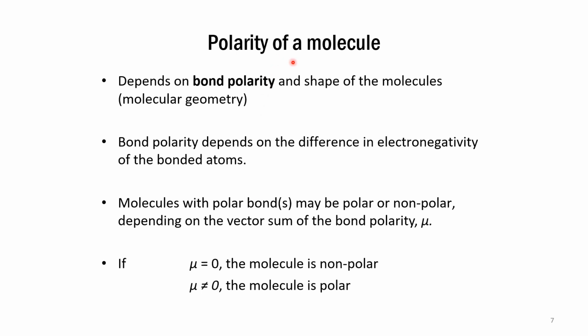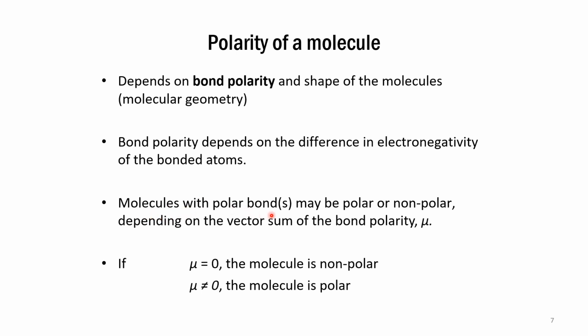Jadi polarity of a molecule depends on the bond polarity and also the shape of the molecule. Shape of the molecule itu molecular geometry. So to predict, nanti kita akan belajar to predict the molecular geometry polarity tu, kita kena juga lihat kepada molecular geometry. Okay, selain pada bond polarity. So sebut kita tadi bond polarity depends on the difference in the electronegativity of the bonded atoms. So kalau polar covalent bond tadi 0.4 sehingga ke 2 tu.